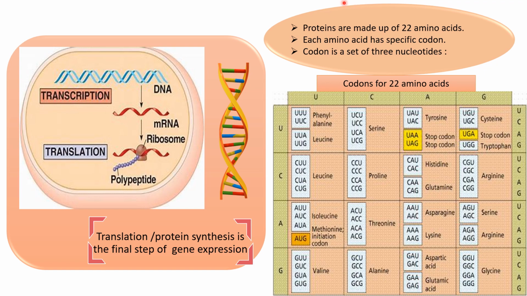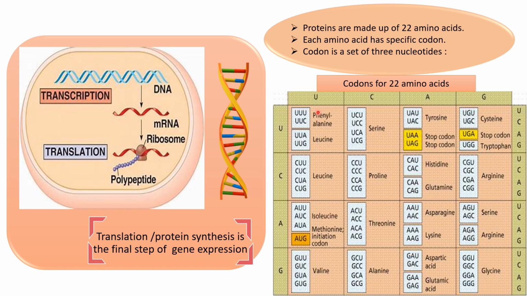Now we all know that proteins are made up of 22 amino acids and each amino acid has a specific codon. But what is this codon? So we all know that in DNA, the information is stored in form of a sequence of nucleotides. A nucleotide could be adenine, thymine, guanine and cytosine. When it is converted into RNA, then the nucleotide could be adenine, guanine, cytosine and uracil. Uracil replaces the thymine in case of RNA. So, a set of three such nucleotides is known as codon. Now each codon specifies one amino acid.